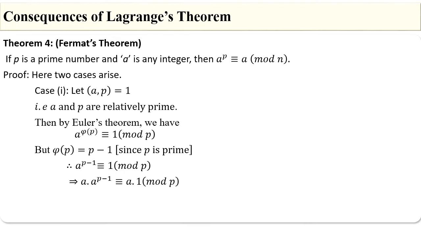Multiplying by a on both sides, we have a times a to the power p minus 1 congruent to a times 1 modulo p. On simplification, we have a to the power p congruent to a modulo p.